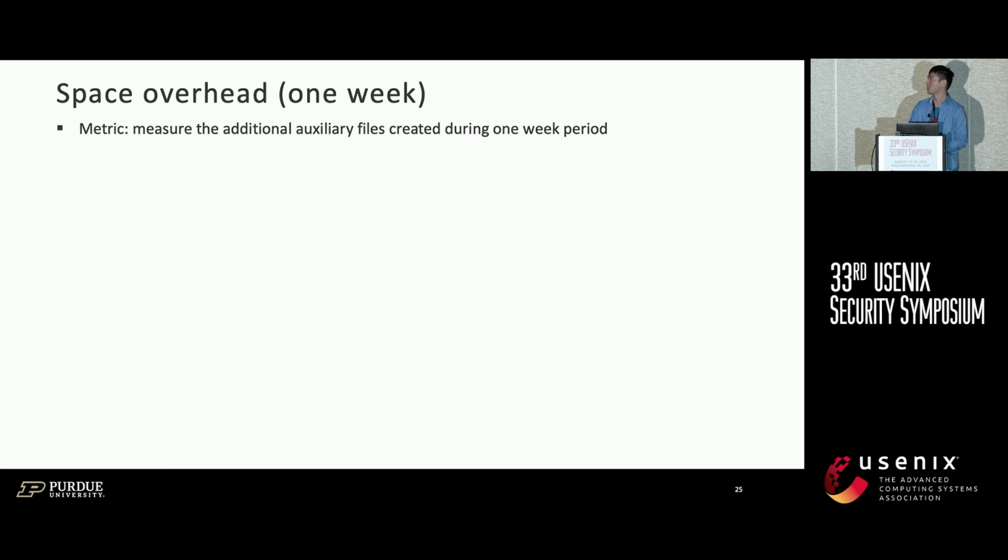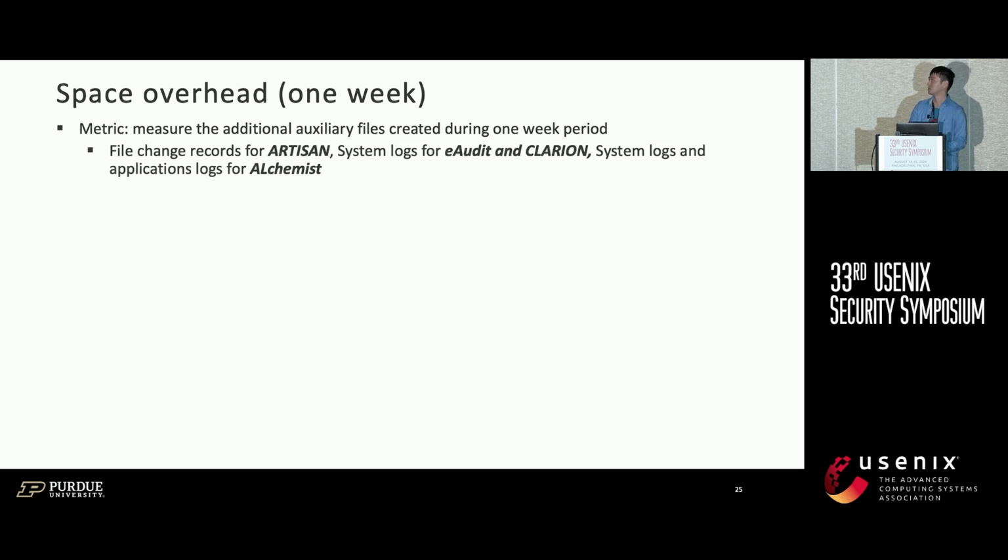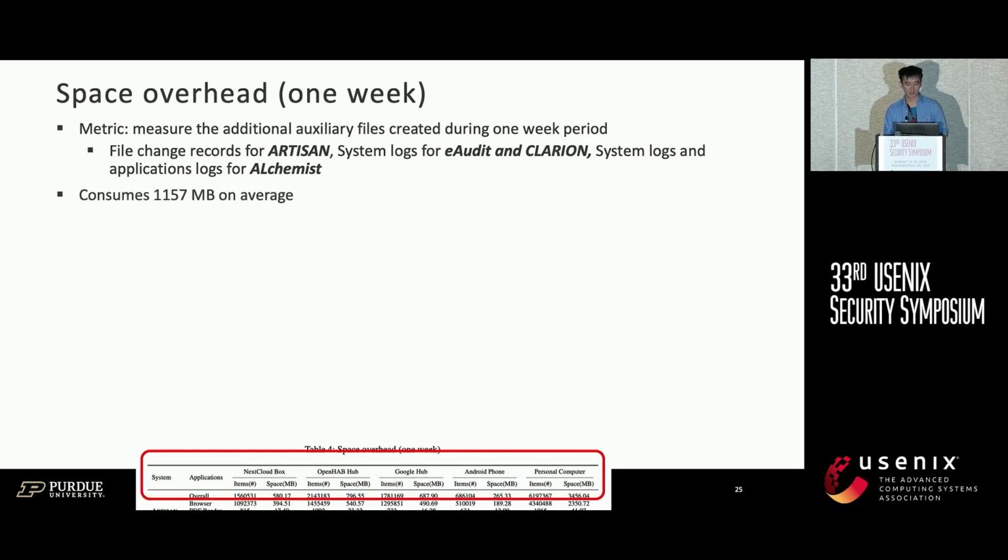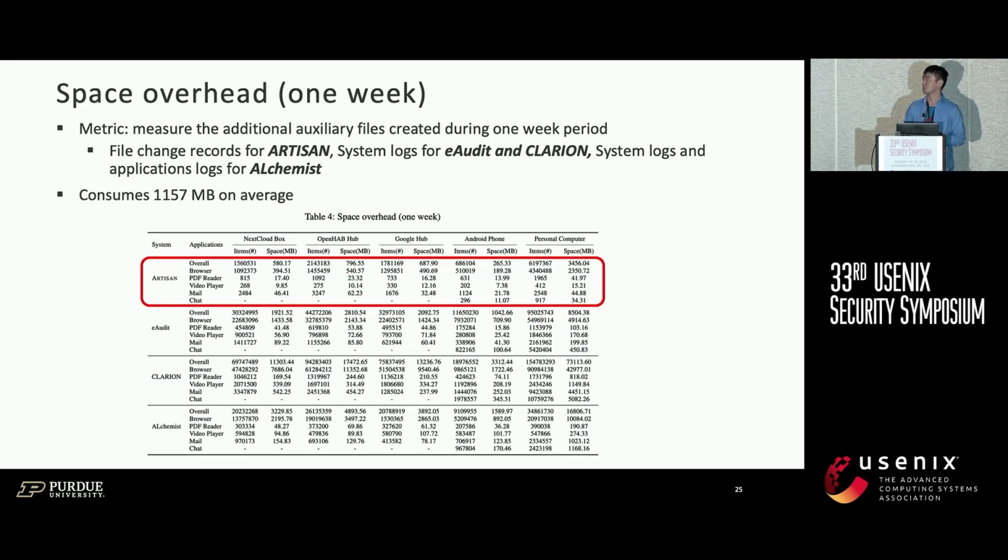We also measure the space overhead over 1 week. The metric is the additional files created during this 1 week period. For our system, this overhead is the file change records we need for generating the provenance graphs. For eAudit and CLARION, it was only the syscall logs. And for Alchemist, it was the syscall logs and the application logs. In total, our system consumes only 100 megabytes on average for 1 week, while other systems generate 6 to 12 to 20 times more overhead than our tool.